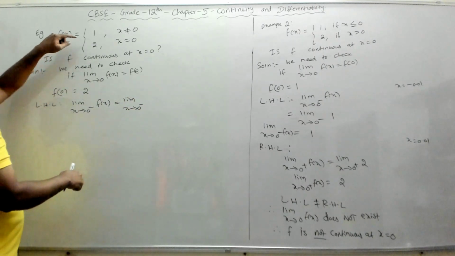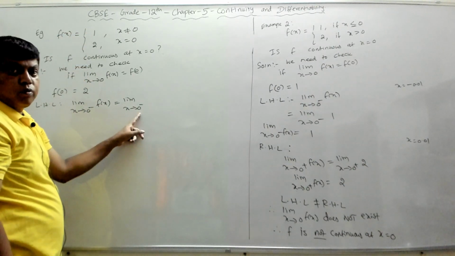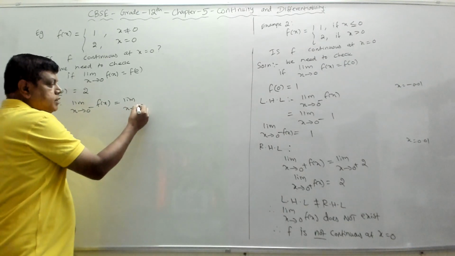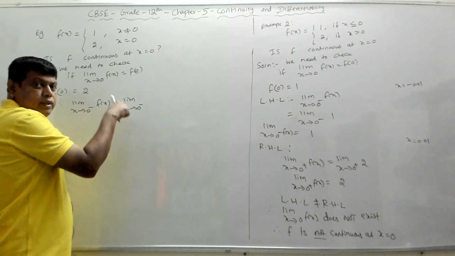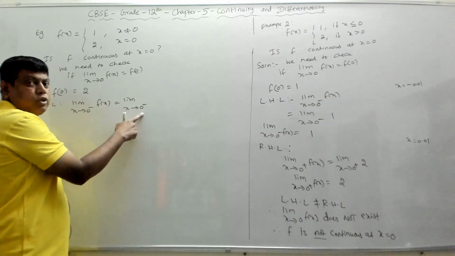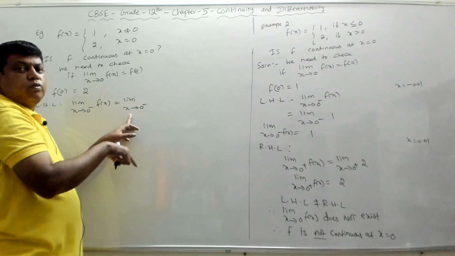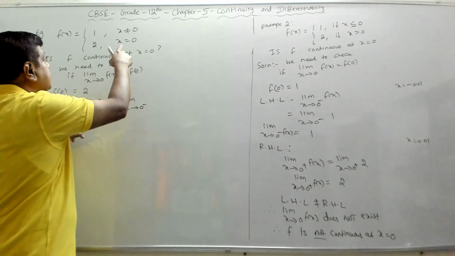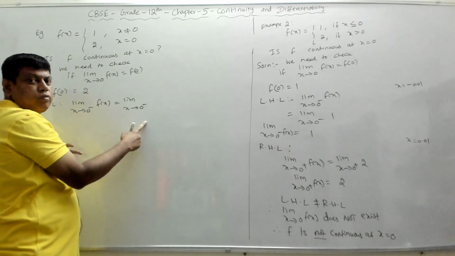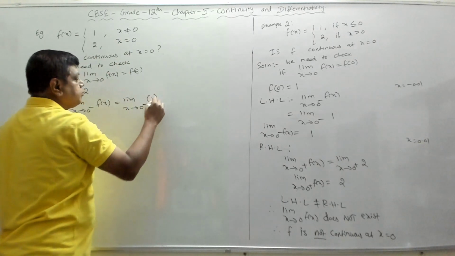Now we should see whether we have to choose this function or this function. Now x is approaching 0 through values less than 0. What is the meaning of this? x approaches 0 minus means x goes towards 0 through values less than 0, which means x is less than 0. When x is less than 0, which means x is not equal to 0, f of x is 1. So this f of x will be 1.